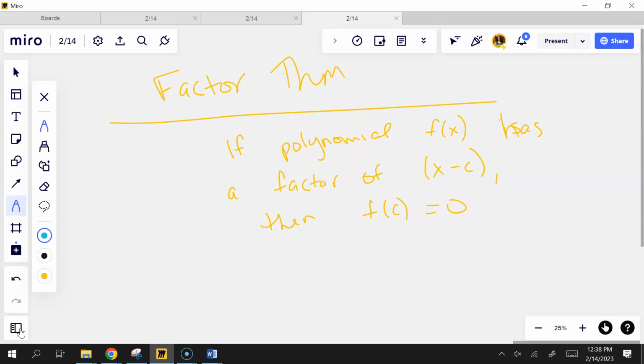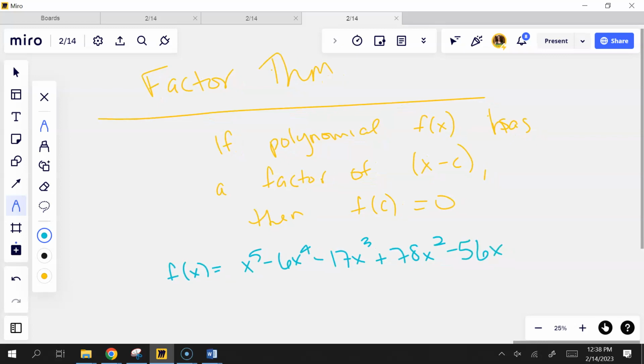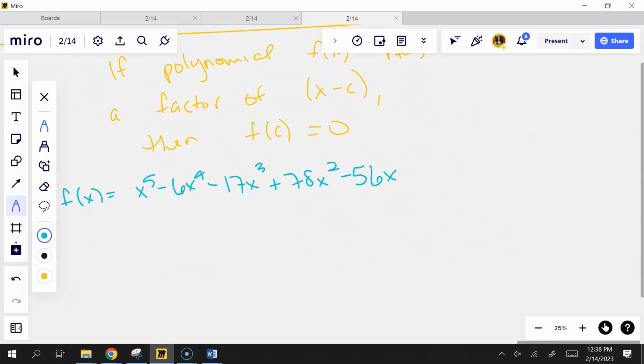Right. So for example, y'all's pencils are just, I'm sorry. Which of those are factors and which are not?